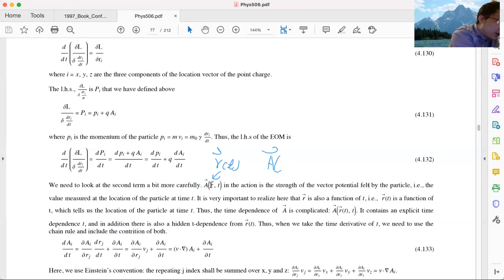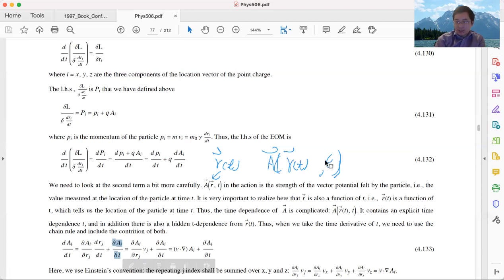A is a function of r and t, but r is actually also a function of t, because r is the location of my particle at time t. As a result, if we want to do the time derivative of A, dA/dt, we need to use the chain rule. The chain rule tells me one contribution comes from the partial derivative with respect to time.